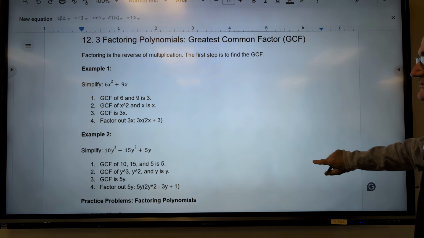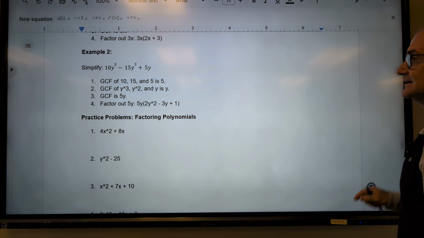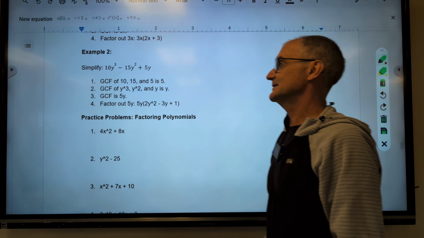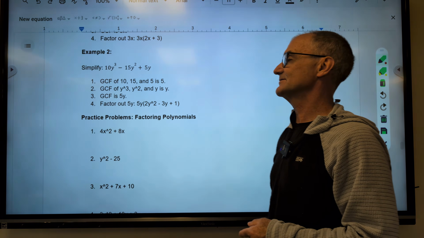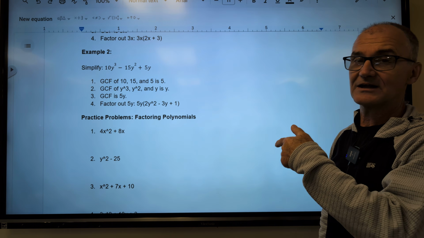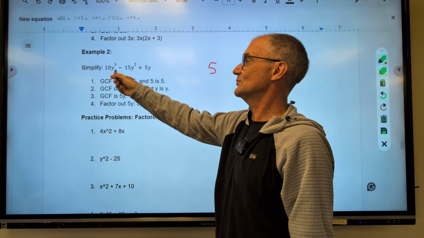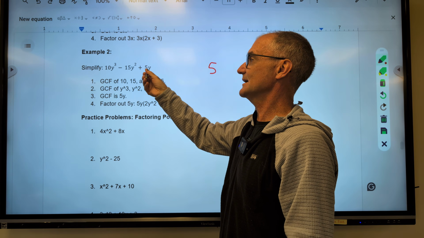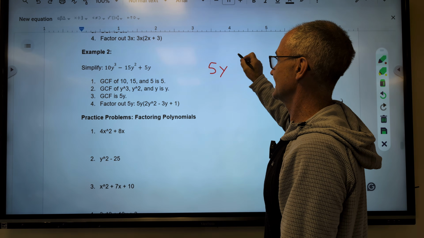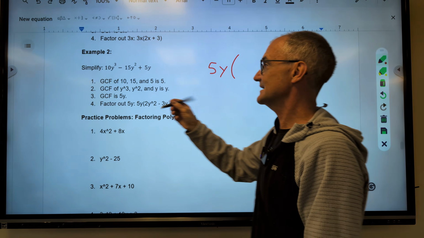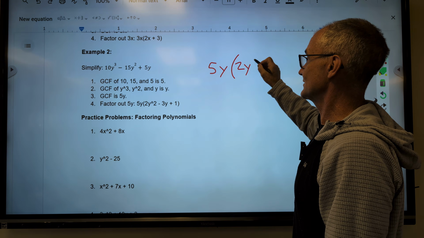All right, on number 2 here, I have a trinomial because there are 3 terms, and it is a third degree. So I'm looking for a number that's going to go into 10, 15, and 5. Only number that'll go into those, greatest common factor, is going to be a 5, so I'm going to pull 5 out. And then of the y to the third, y squared, and y, the largest that'll go in there is just a single y, so I'm pulling a 5y out. I pull 5 out of that 10, leaving me with a 2. I pull y out of that, leaving me with a y squared.